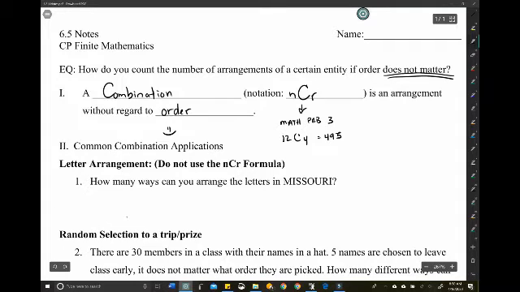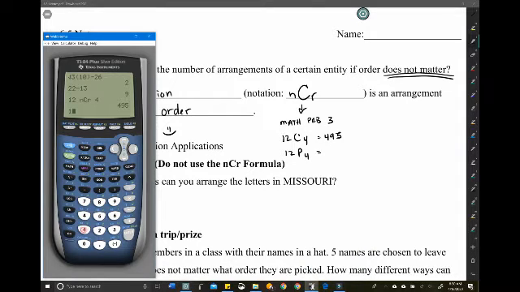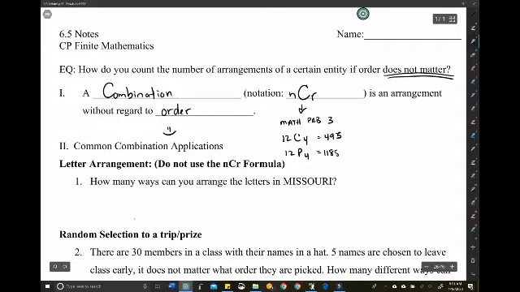Now, one thing to note, this is different than 12P4. If order mattered and you wanted to try that one out, you're going to have a much smaller number for combinations than permutations. That's 11,880. The reason is combinations get rid of redundancies, arrangements that are really the same.